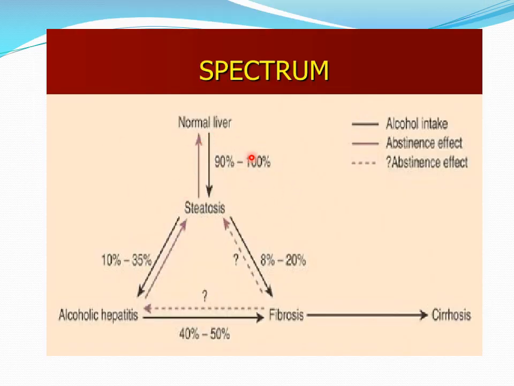Normal liver, 90 to 100%, will change to steatosis with alcohol intake, and about 10 to 35% will change to alcoholic hepatitis, and about 40 to 50% of alcoholic hepatitis will change to fibrosis. All this is reversible. The fibrosis might change to steatosis or alcoholic hepatitis, and then to normal liver, but that is very rare because it will finally change to cirrhosis.